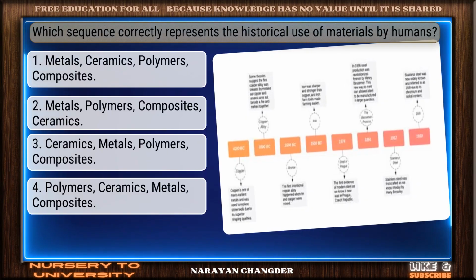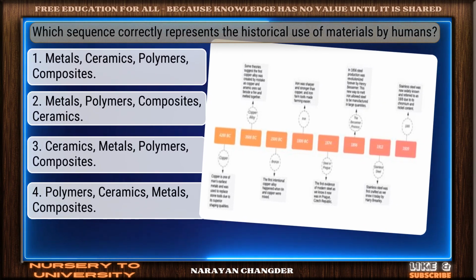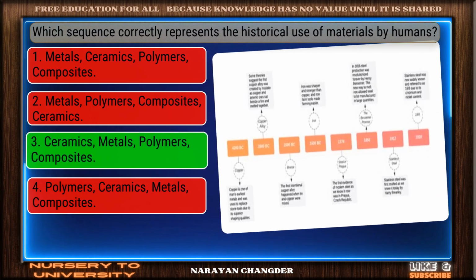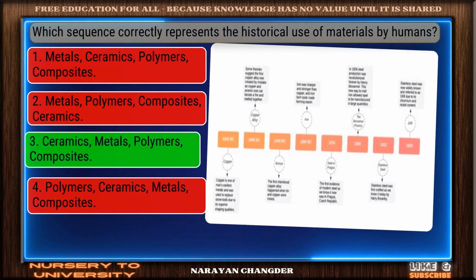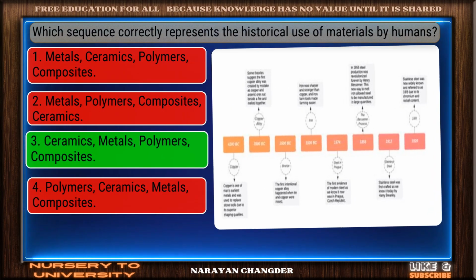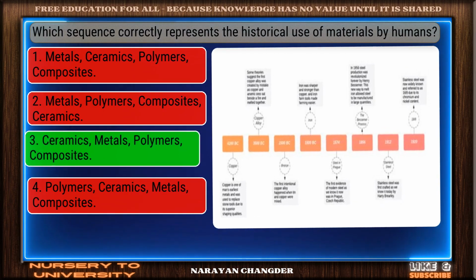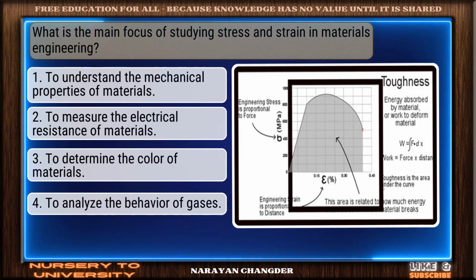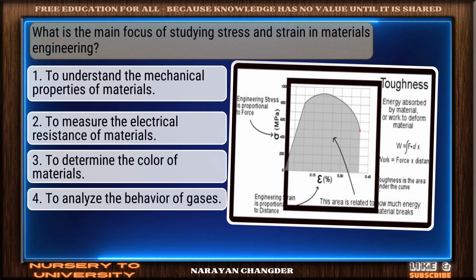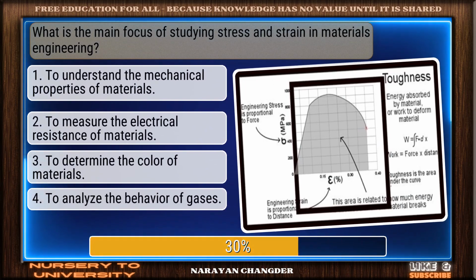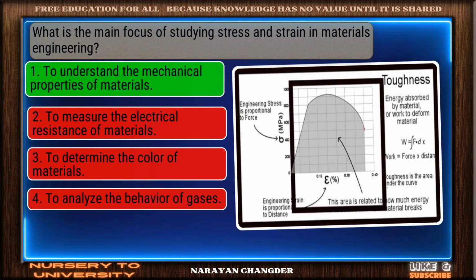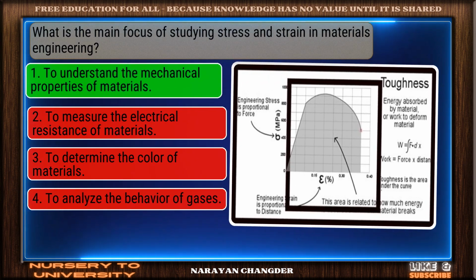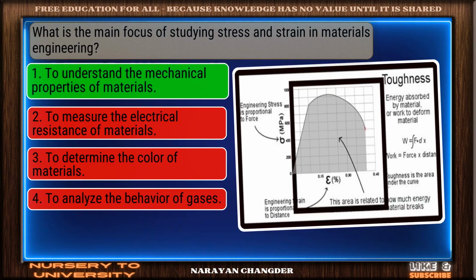Which sequence correctly represents the historical use of materials by humans? Clear logic. Your choice, ceramics, metals, polymers, composites, is sound and 100% true. What is the main focus of studying stress and strain in materials engineering? Good job. Your answer, to understand the mechanical properties of materials, works well here.